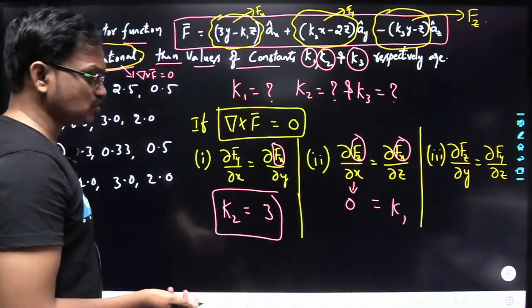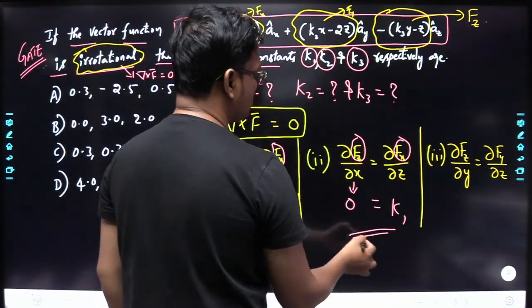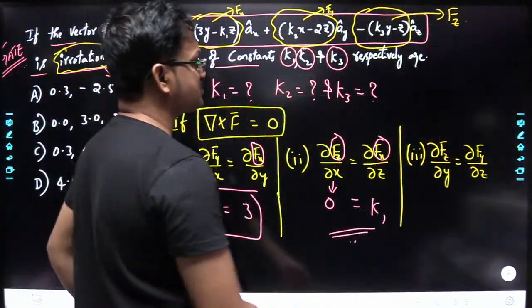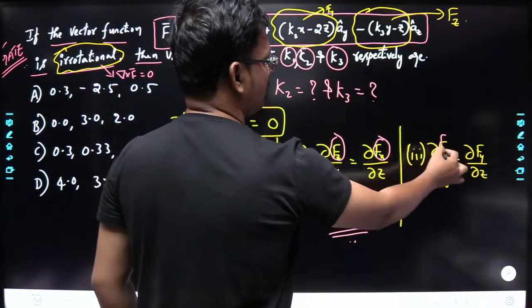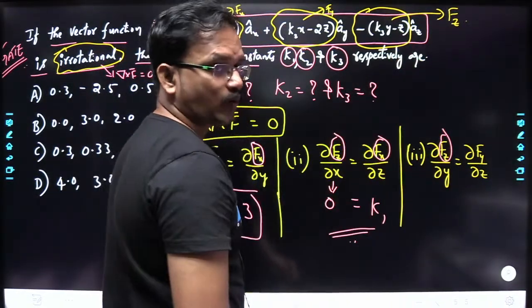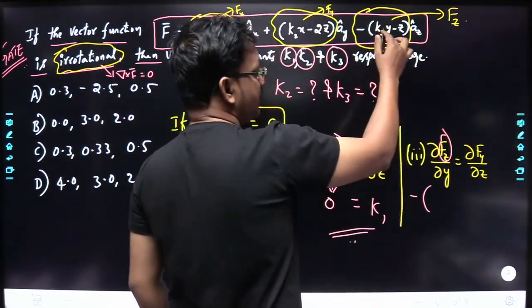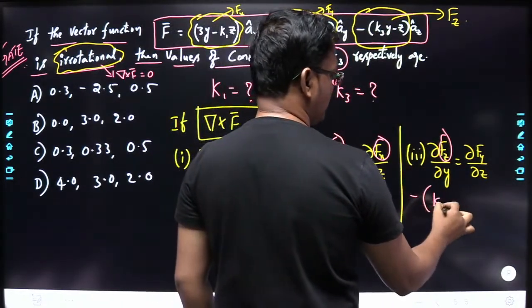Okay, so k1 is equal to what? K1 is equal to 0. Next, take the z component and differentiate with respect to y. So here you are having minus, so minus of, differentiate it with respect to y, what you are going to get? Minus of k3.